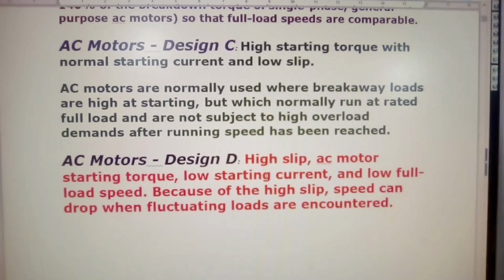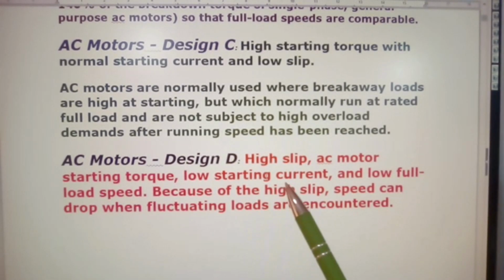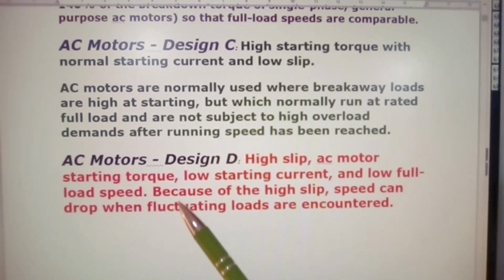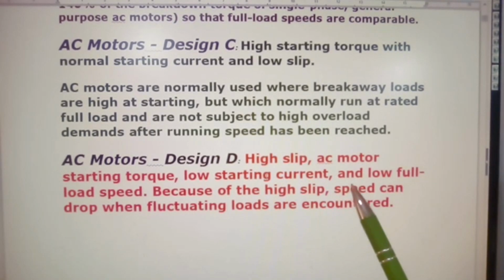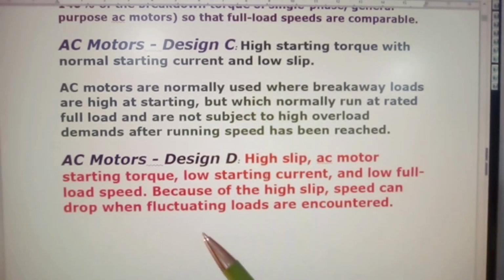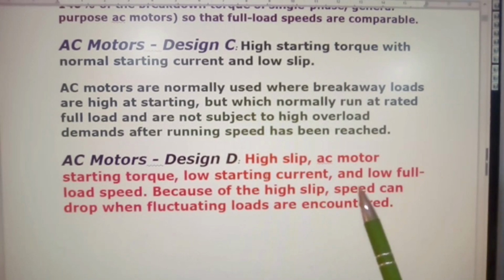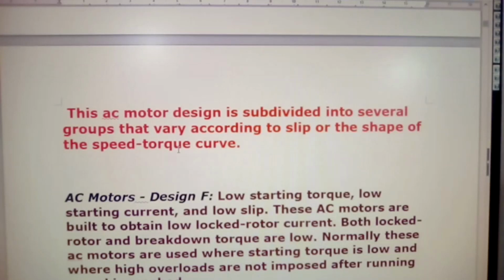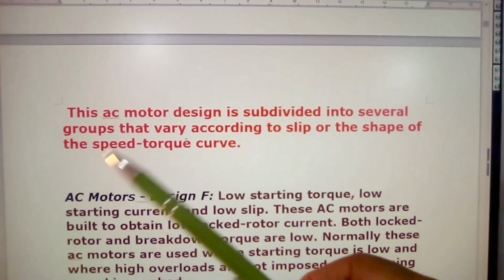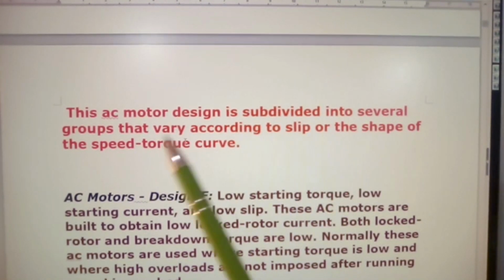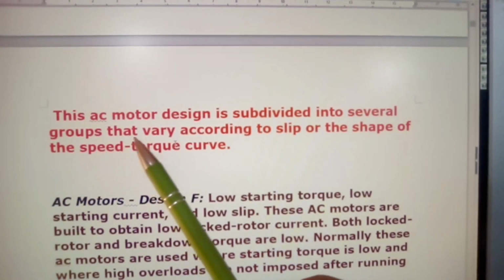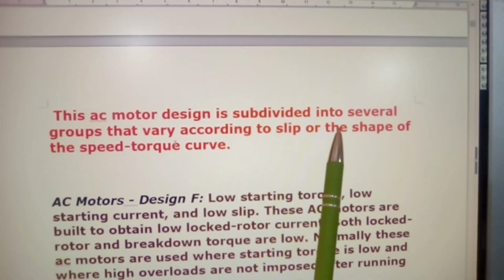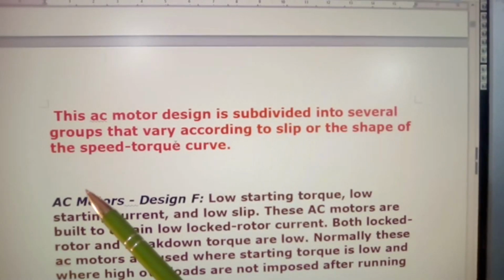Okay. AC motor design D: high slip AC motor, high starting torque, low starting current, and low full load speed. Because of the high slip, speed can drop when fluctuating loads are encountered. This AC motor design is subdivided into several groups that vary according to slip or the shapes of the speed torque curve.